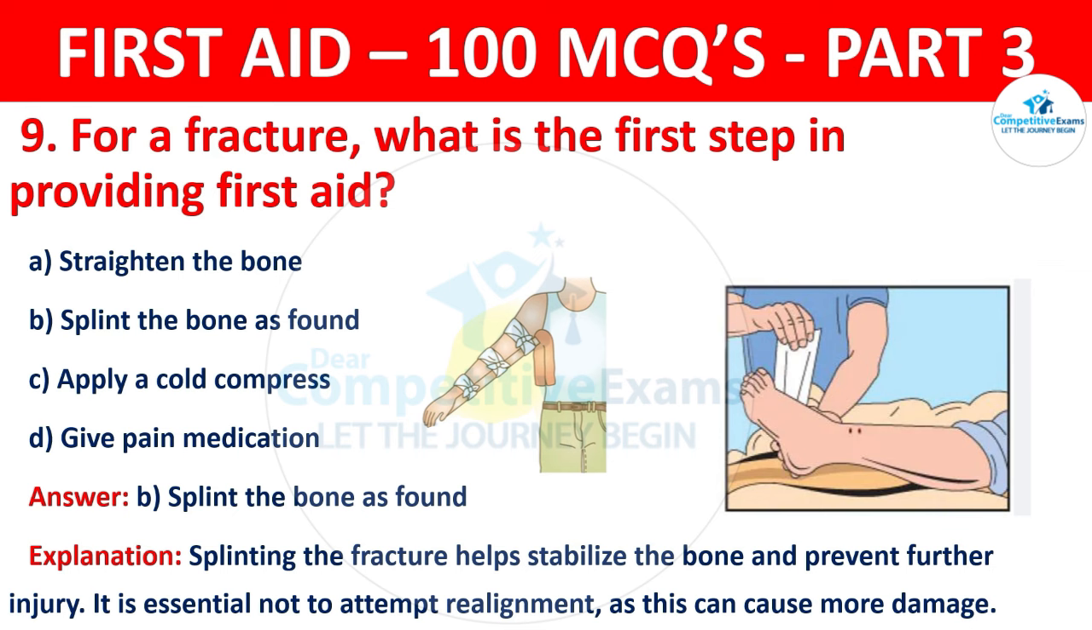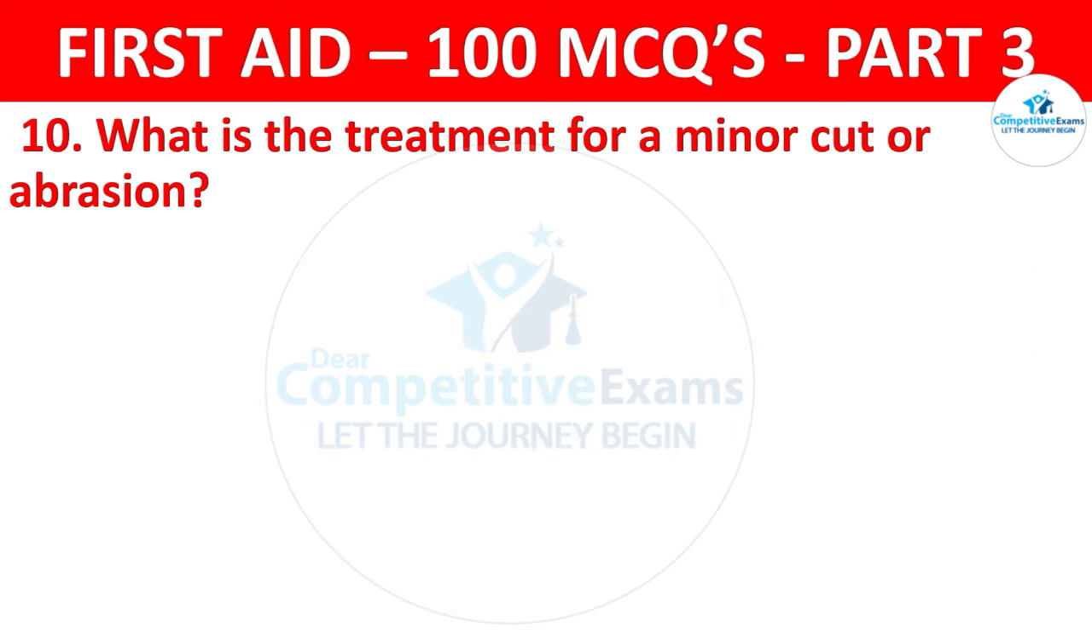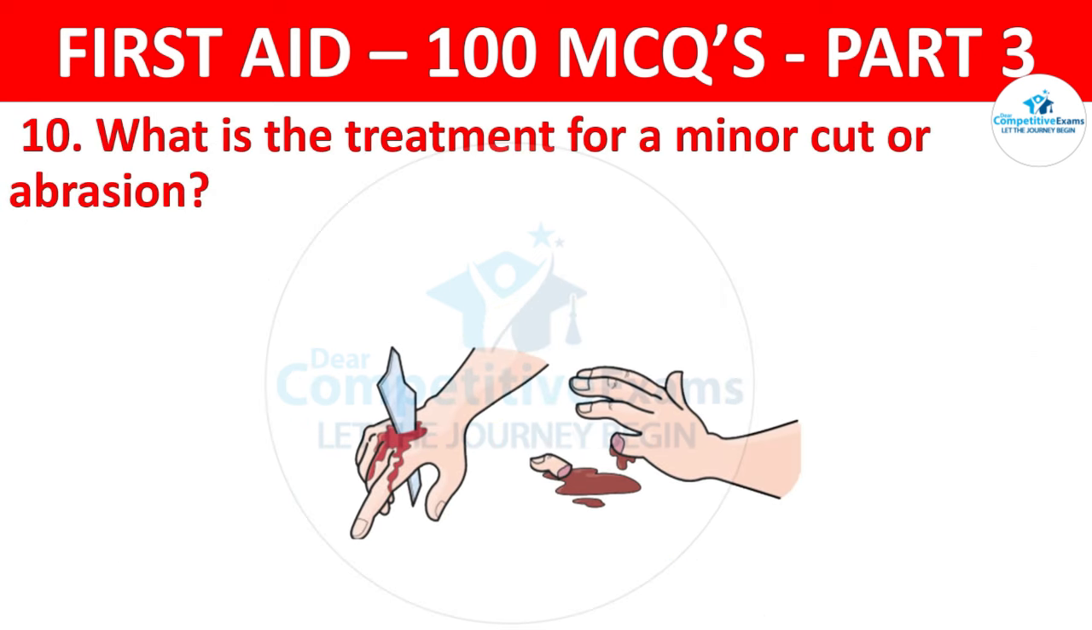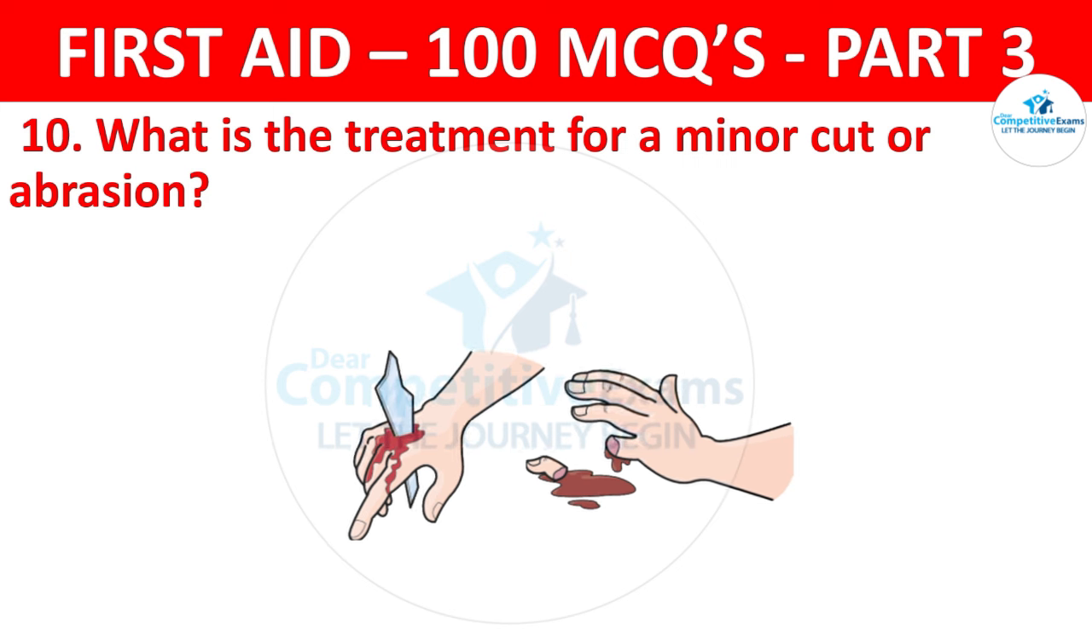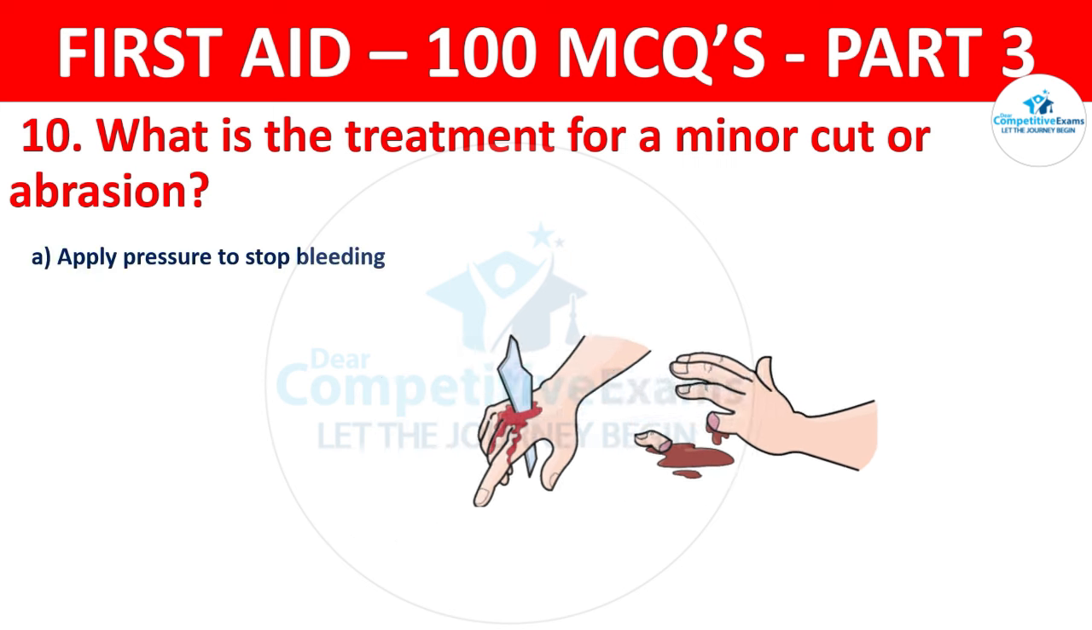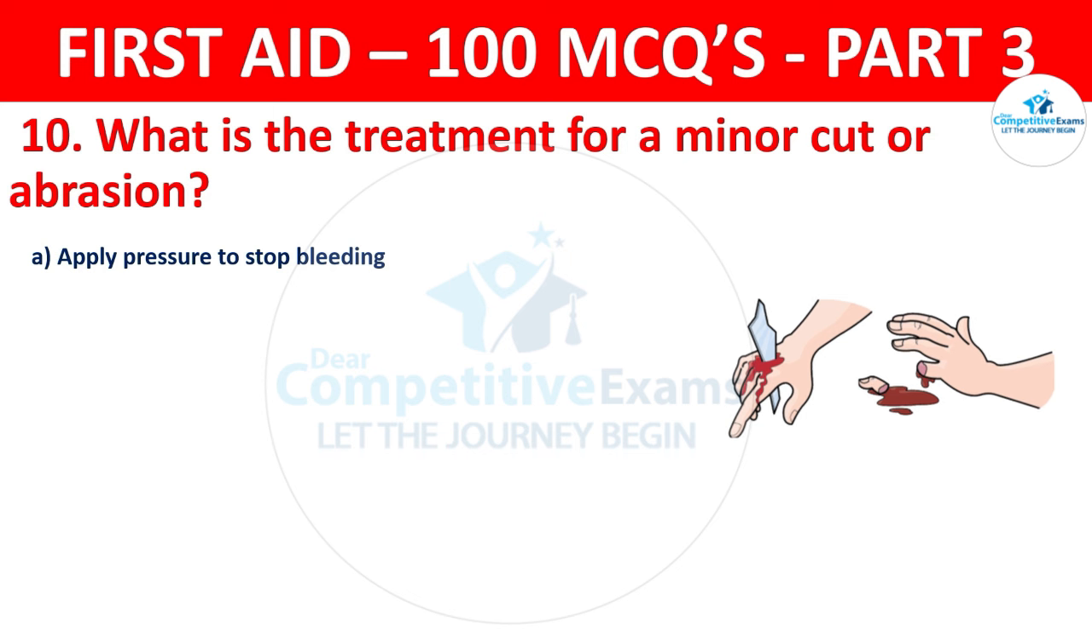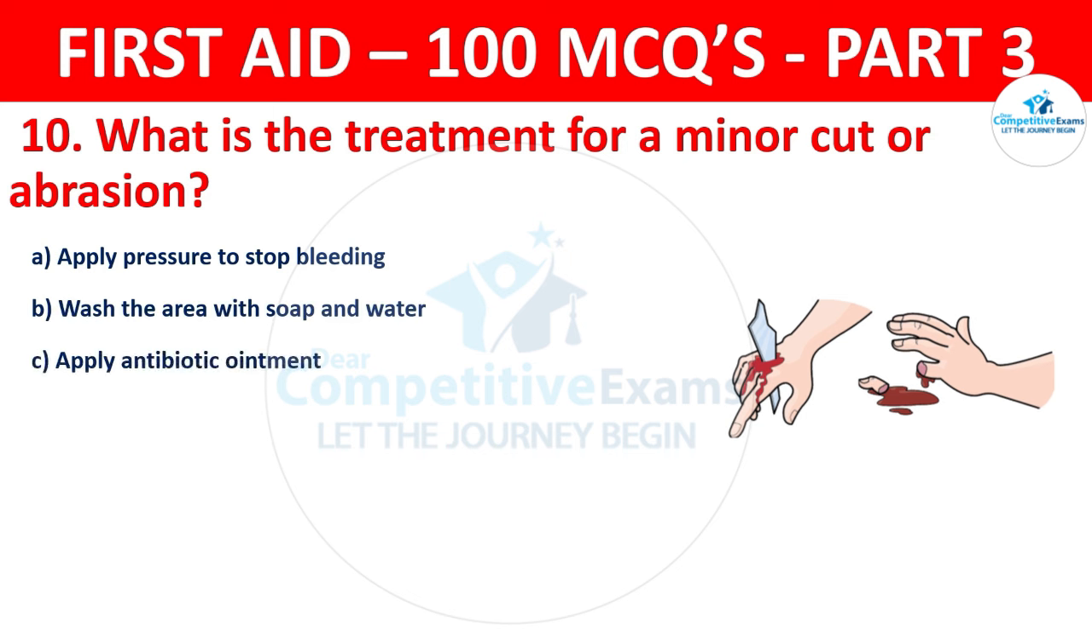Question number 10. What is the treatment for a minor cut or abrasion? The options are: apply pressure to stop bleeding, wash the area with soap and water, apply antibiotic ointment, or all of the above.